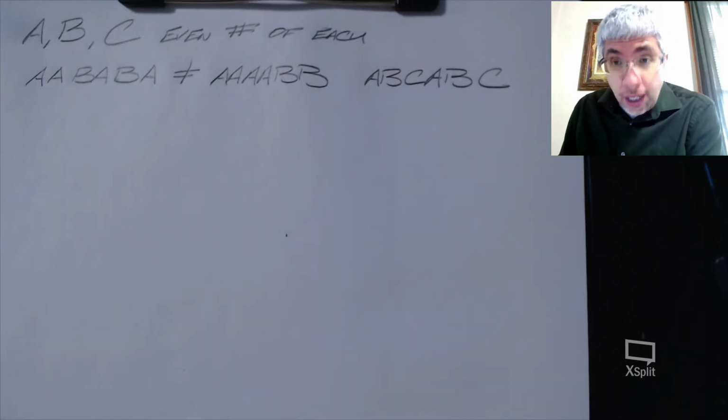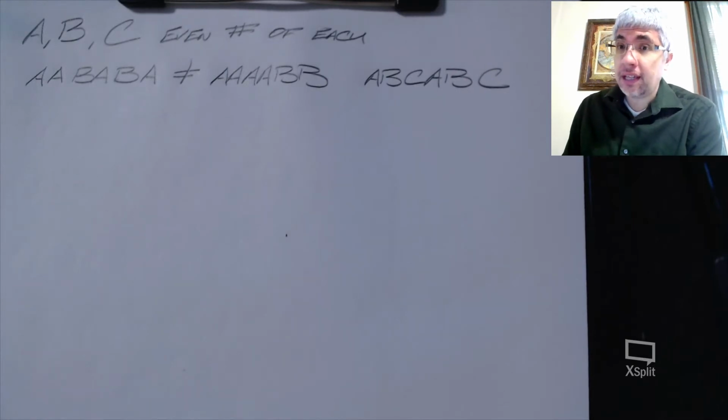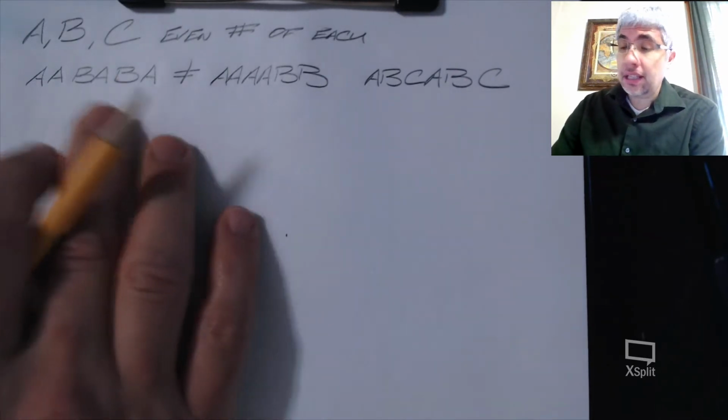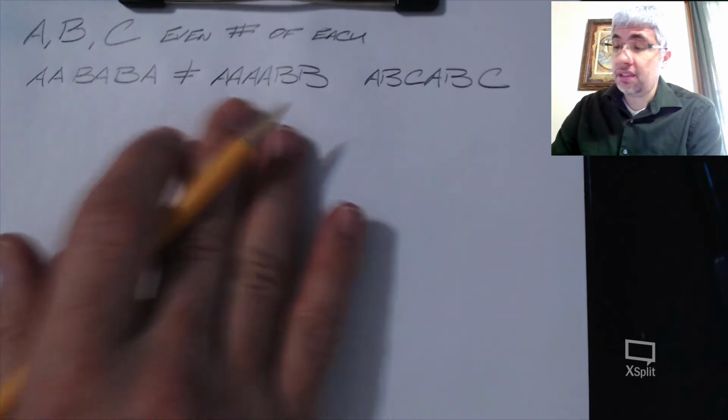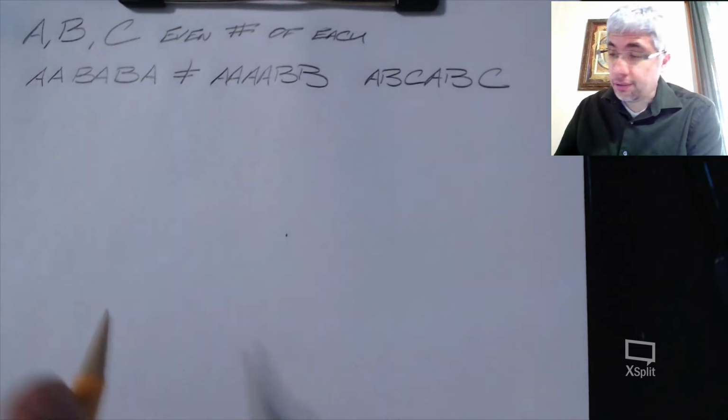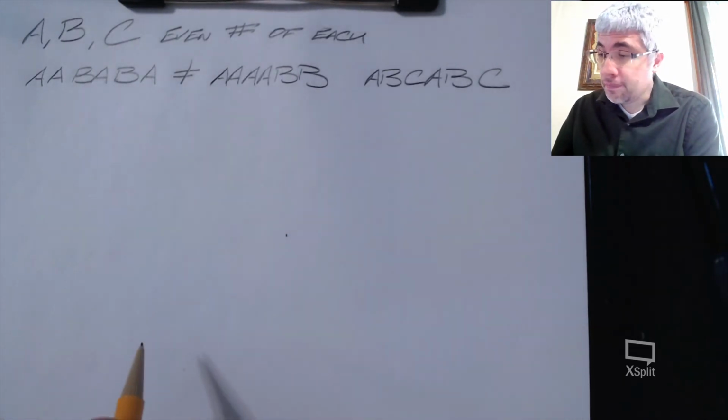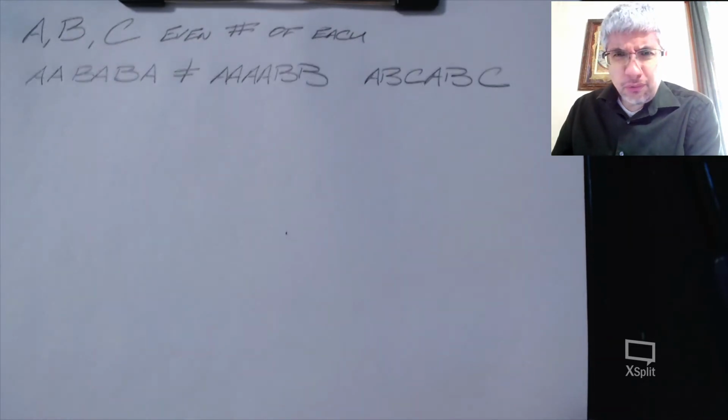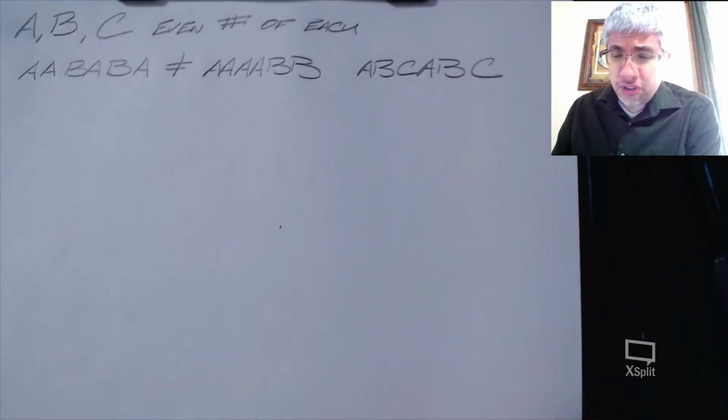But we're requiring there to be an even number of A's, an even number of B's, and an even number of C's. For example, in these two, the number of C's is 0, so we get an even number of C's. So what could we use as our exponential generating function here?